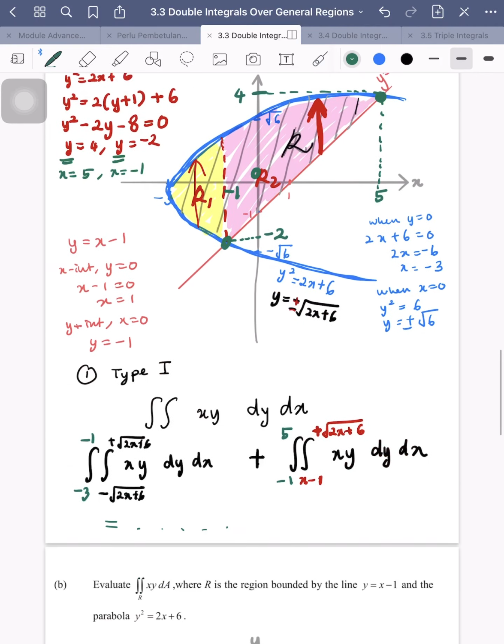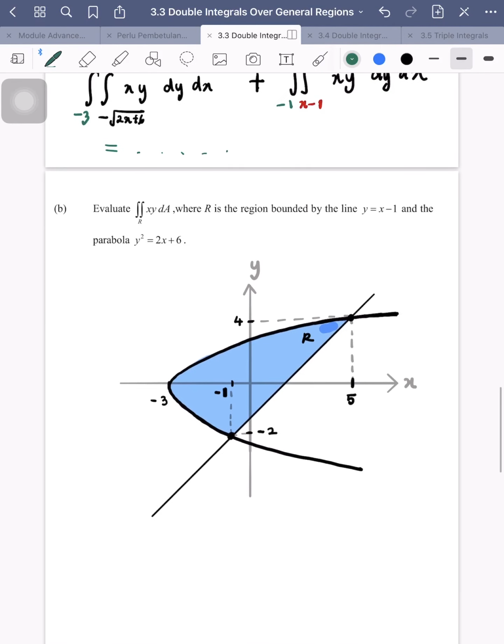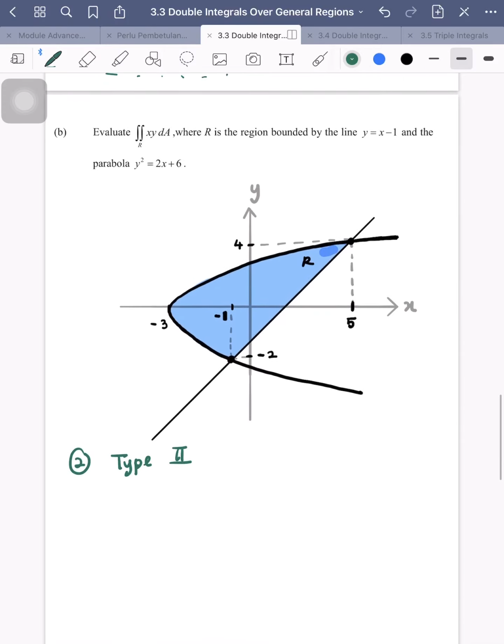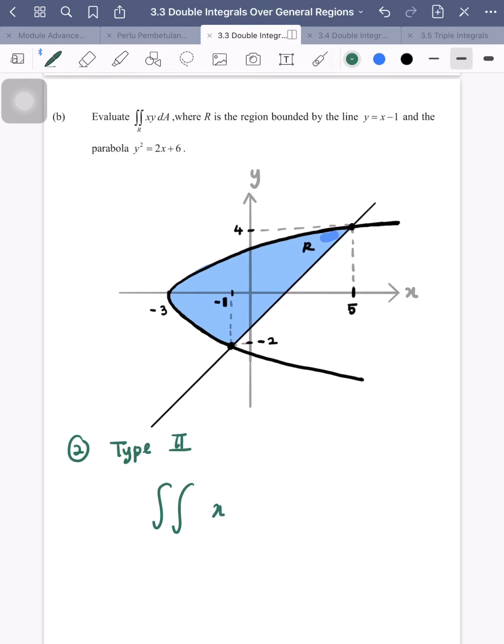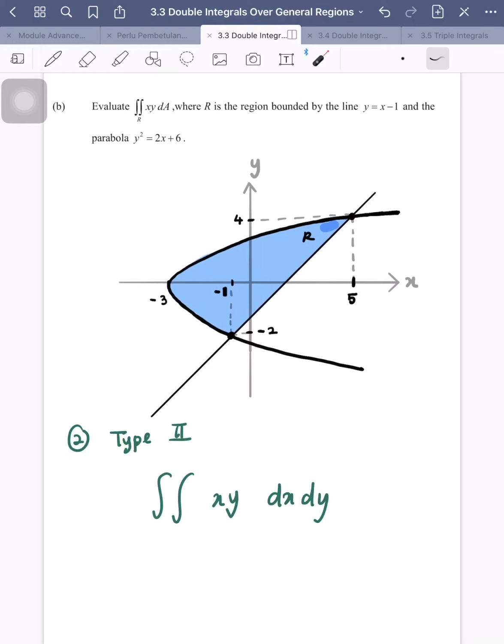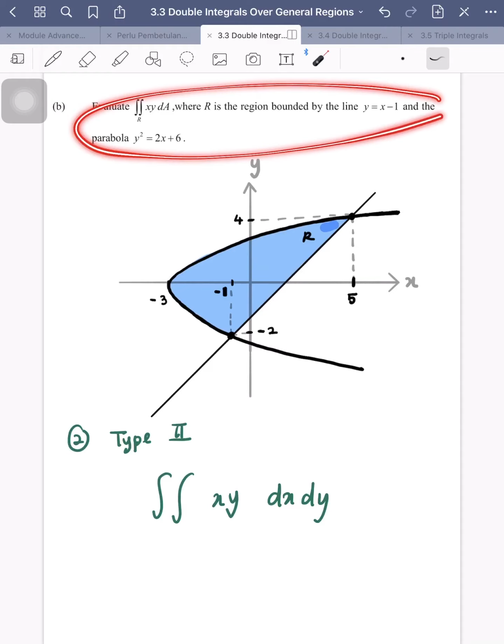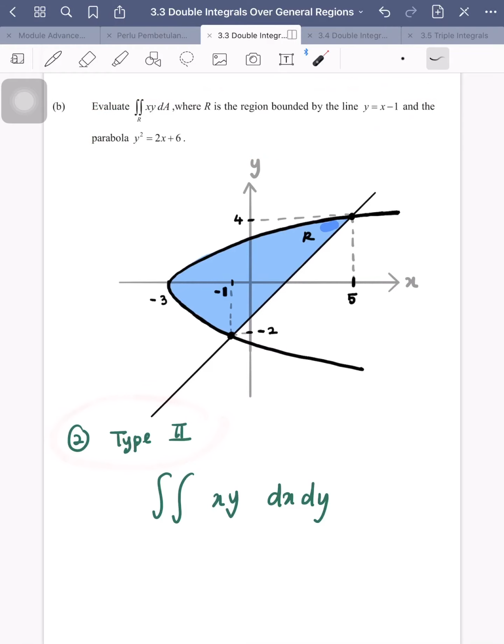Okay, let's try to view it as type 2. Rewrite your function, double integral xy, viewing type 2 as dx dy. So for dx dy, you look from the left to the right. This is the same question, I'm just viewing it as type 2. So from left to right, from left to right, from left to right.